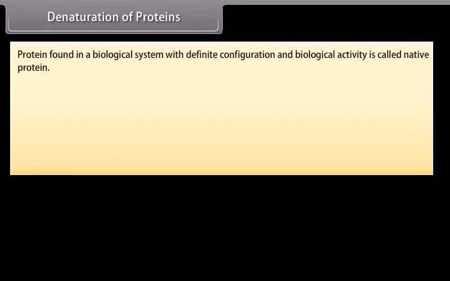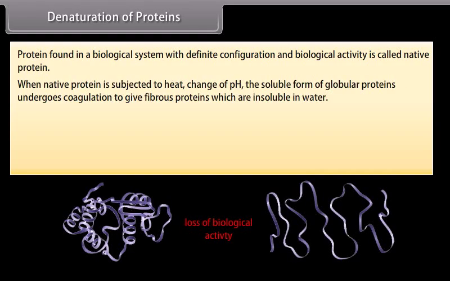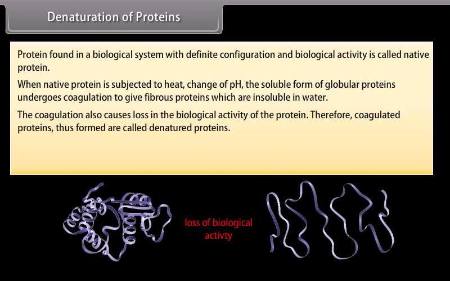Denaturation of proteins. Protein found in a biological system with definite configuration and biological activity is called native protein. When native protein is subjected to heat, change of pH, the soluble form of globular proteins undergoes coagulation to give fibrous proteins which are insoluble in water. The coagulation also causes loss in the biological activity of the protein.